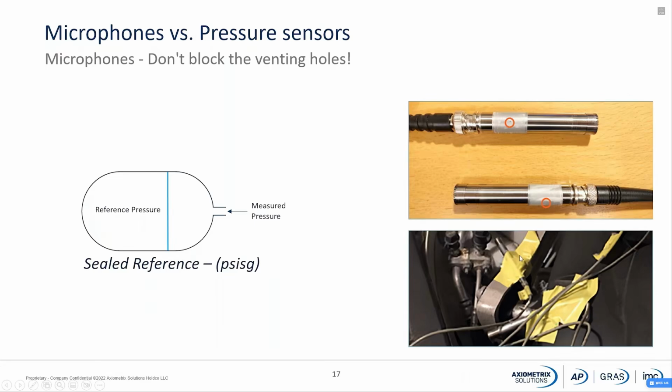And then we are converting this gauged measurement around the atmospheric pressure to a sealed reference, meaning that we have a reference pressure inside, but we don't really know what sort of pressure we have on one side. And then we are comparing it with a pressure that we are interested in. So important not to cover the venting holes.